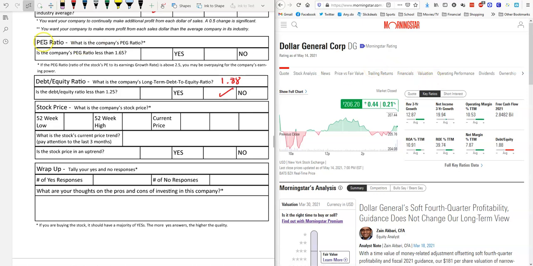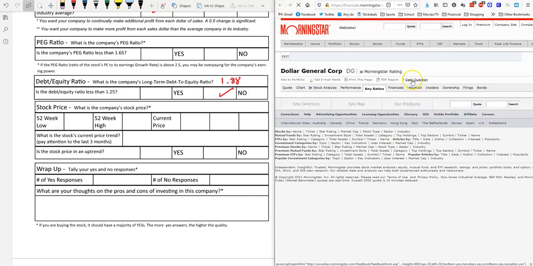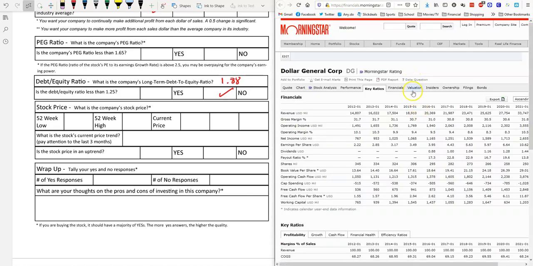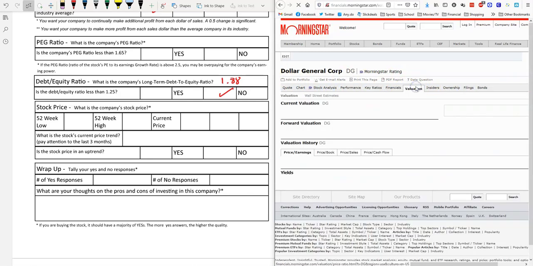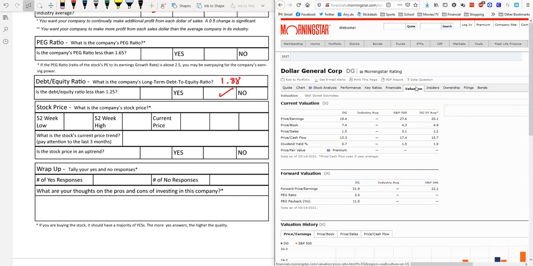So the next thing I'm going to find is the PEG ratio. So I'm going to go to full key ratios data right here. And I'm going to pick valuation up here on the top tabs, and I'm going to click valuation, and I have the price to earnings growth ratio. And like I've said in the past, price to earnings is a very important ratio because it tells you the price of the stock versus how much money they actually earn.